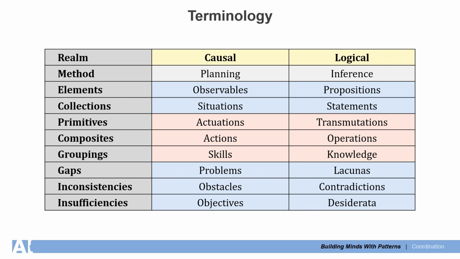The realms that we consider are the causal and logical. Methods are planning and inference. The elements are observables and propositions. Collections are situations and statements. The primitives that we use for planning and inference are actuations and transmutations. The composites are actions and operations. The groupings are skills and knowledge. The gaps are problems and lacunas. Inconsistencies are obstacles and contradictions. And insufficiencies are objectives and desiderata.